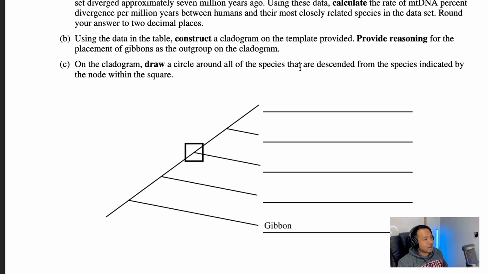Draw a circle around all the species that are descended from the node within the square. That would, of course, be, in this case, humans, chimps, and gorillas. And that ancestor would be the ancestor of all of us, chimps, humans, and gorillas. And that's one of the reasons that we say that these species are not our ancestors, but rather our cousins, because we just simply happen to share a great-great-great-great-great-great-great-grandmother or something to that degree.